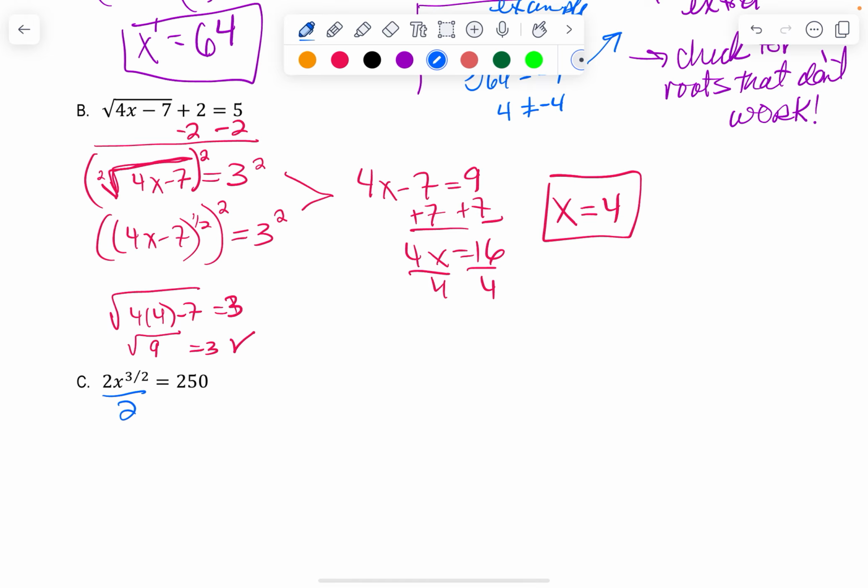I'm going to divide by 2. I have to get my variable, whether it's written like a radical or in fractional form as a rational, whatever it is, you have to get the x stuff or the square root by itself before you can take powers. So when I divide this one, I get x to the 3/2 equals 125. Oops, 125.